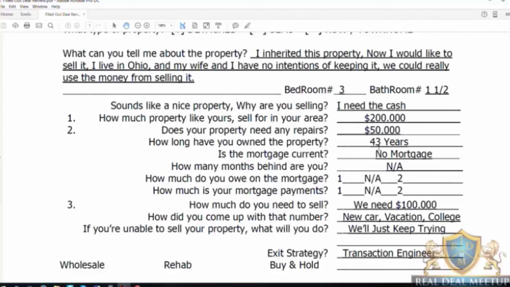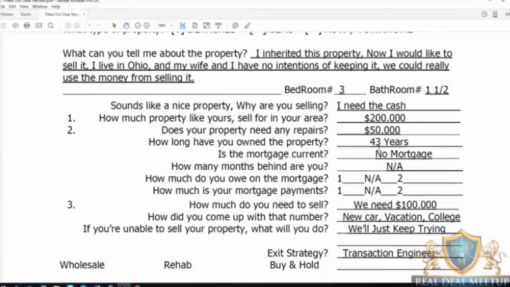Now, when I find this information out, as a transaction engineer, I'm thinking of all kinds of creative strategies. And I'll tell you exactly what I mean. I'm not just thinking about wholesaling or rehabbing. I'm thinking about all kinds of stuff. Now, how many months behind is their mortgage? Of course, there's no mortgage on it, so it's non-applicable.